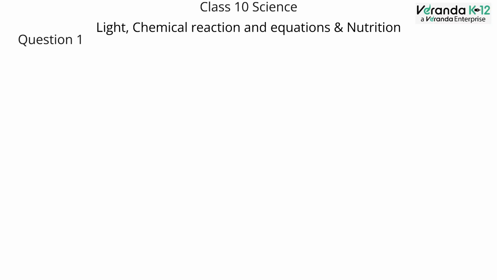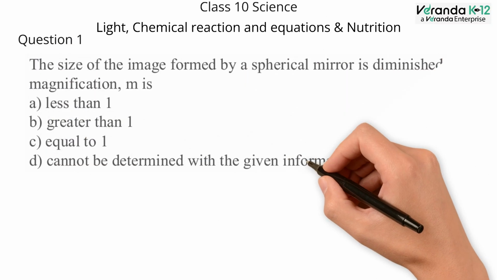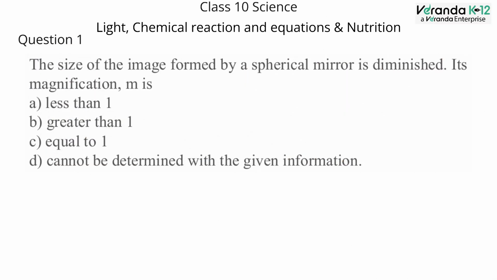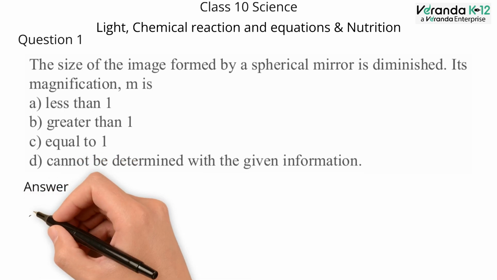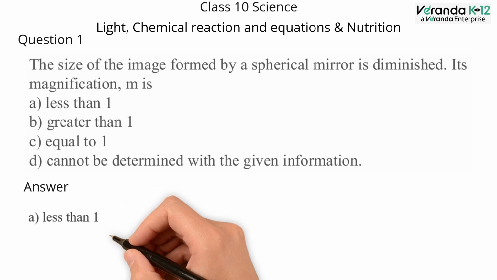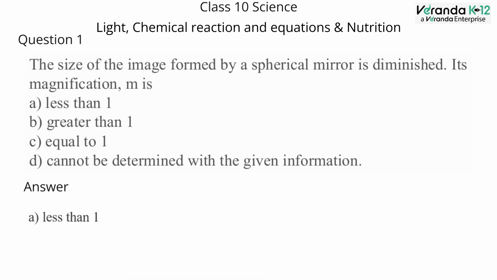Moving on to the first question. The size of the image formed by a spherical mirror is diminished. Its magnification m is: option A, less than 1; option B, greater than 1; option C, equal to 1; option D, cannot be determined with the given information. And the answer is A, less than 1. Since it is given as a diminished image, we can conclude that magnification is less than 1.